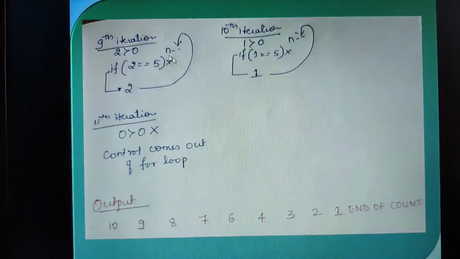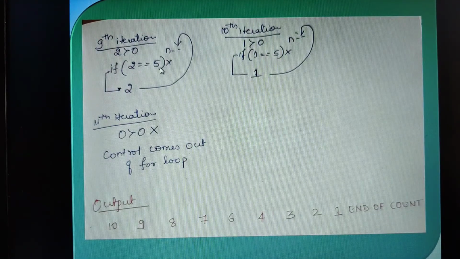When n gets decremented, it becomes 2. Is 2 equal to 5? False. 2 is printed. Decrementation. 1 will get printed, again decrementation. Is 0 greater than 0? The condition is false, children. Once the condition is false, the control completely comes out of that particular loop.